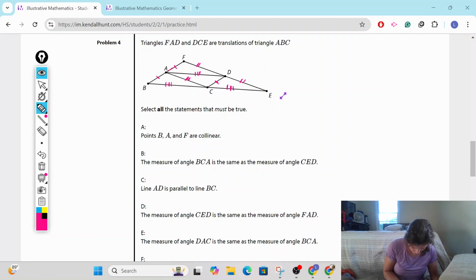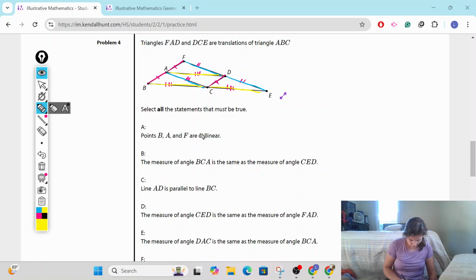Those marks are kind of confusing to me, so I'm going to put a different color for each side. The pink sides correspond and I'll draw them. Blue sides correspond and I'll draw them. And then we're going to have yellow sides correspond and I'll draw them. Now we need to select all statements that must be true.